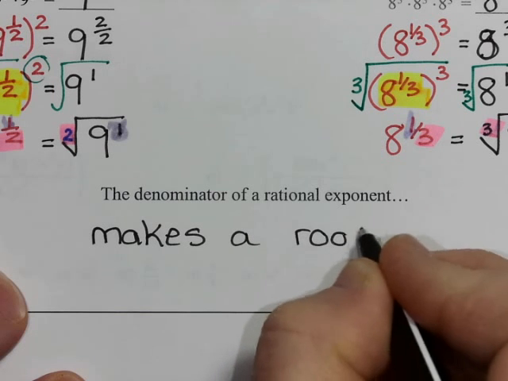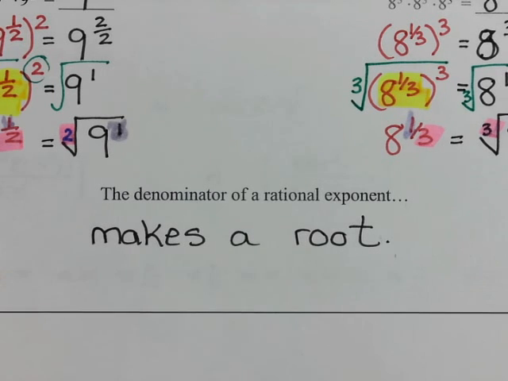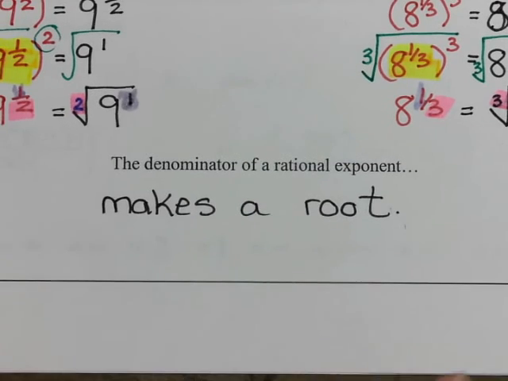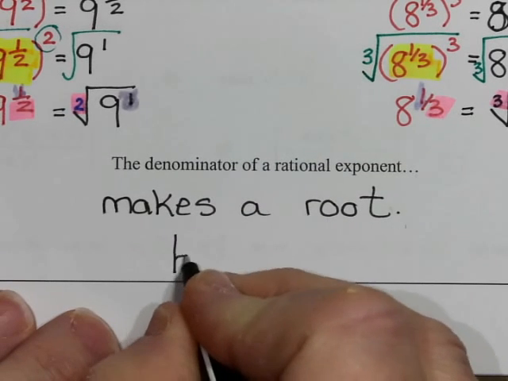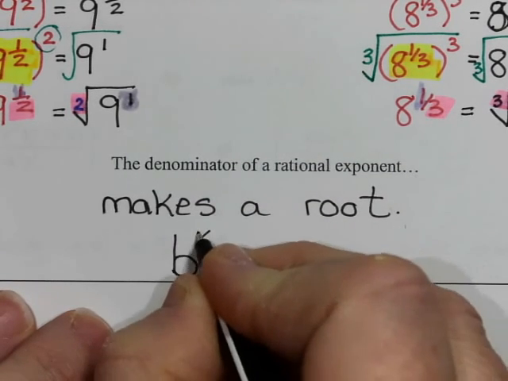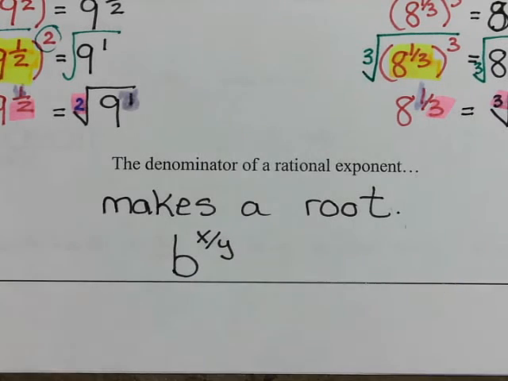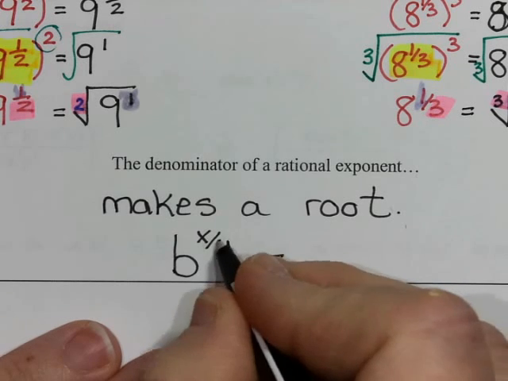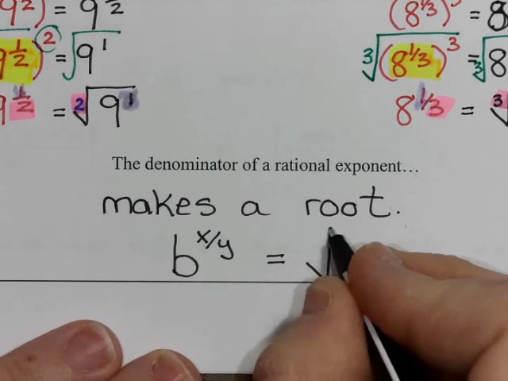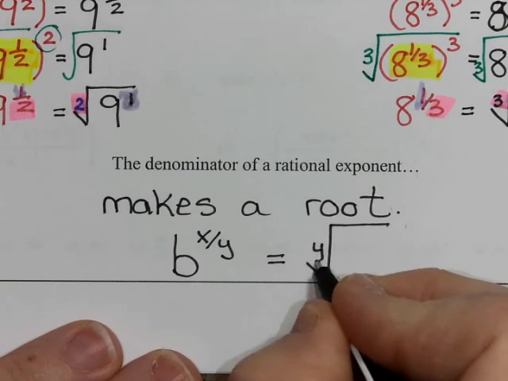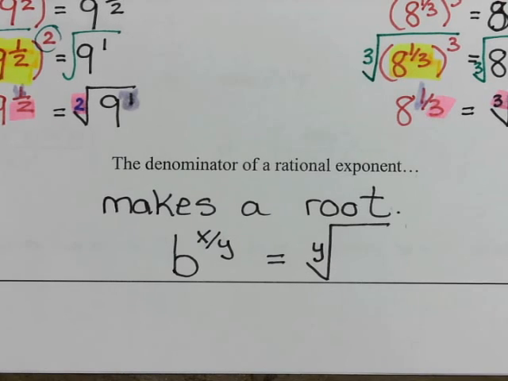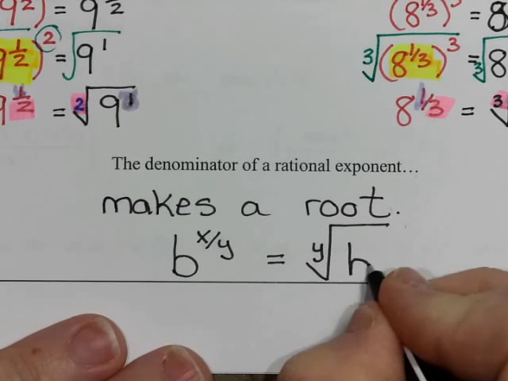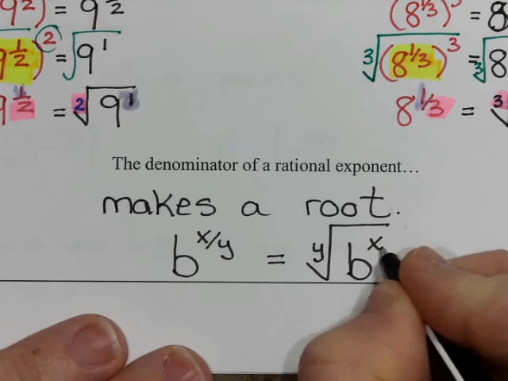Another word for a root is a radical, if you want. So I would probably write b to the power of x over y is the same thing as the one on the bottom makes a root. So that would be the y root, that doesn't roll off the tongue very well, of b to the power of x.